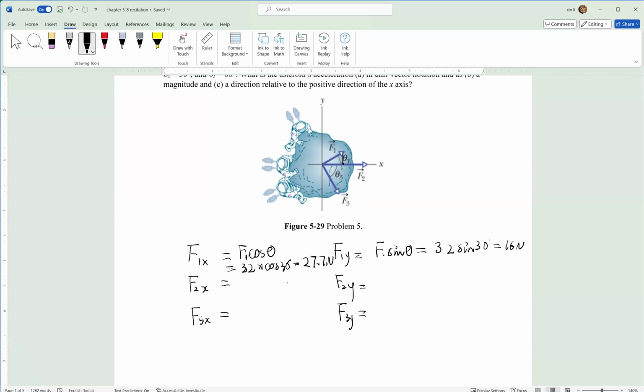And then F2x. You can see F2 is along the x direction, so this is 55. And then F2y is along the x direction, so it does not have a y component. So it's 0 Newtons. I'm going to change my pen. You do F3x and F3y first, okay? I'll be right back. I'm going to change my pencil for this laptop.